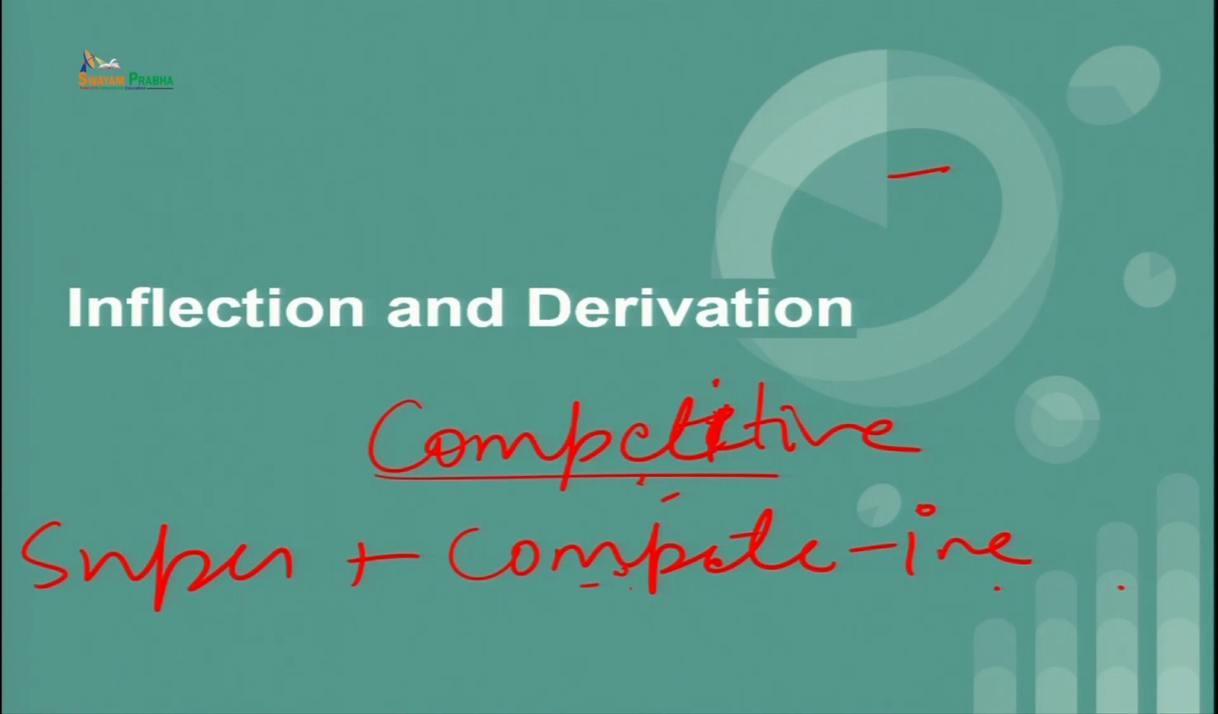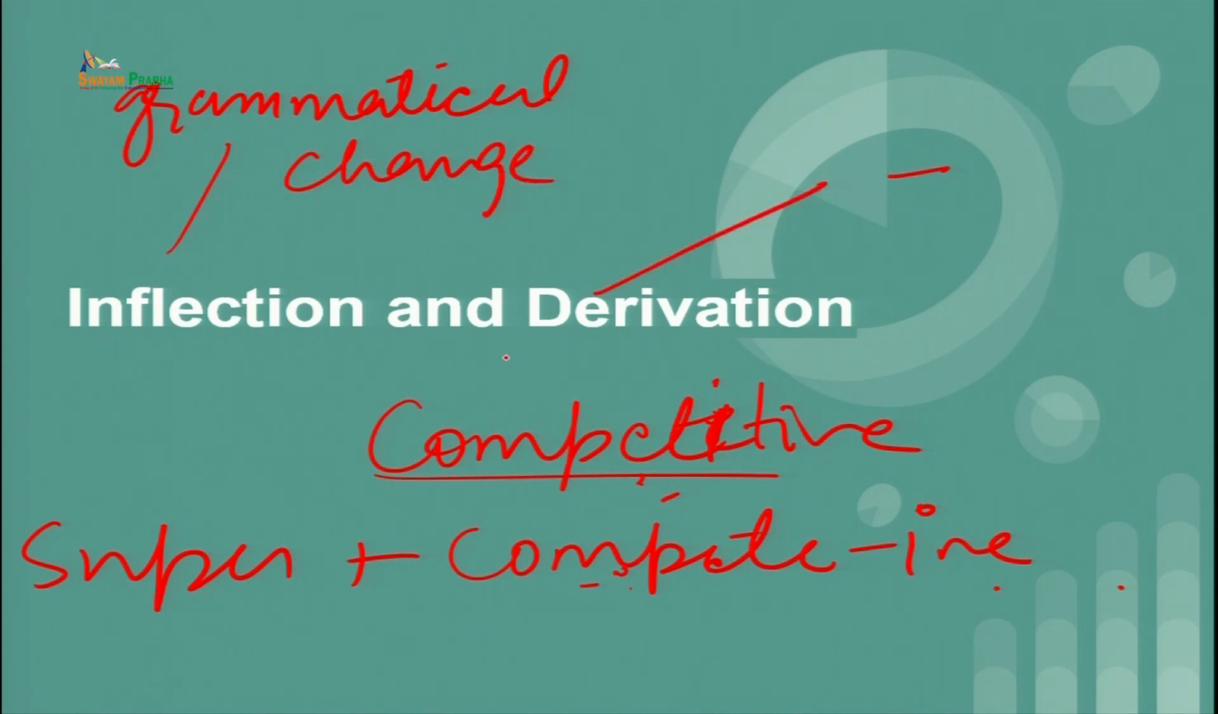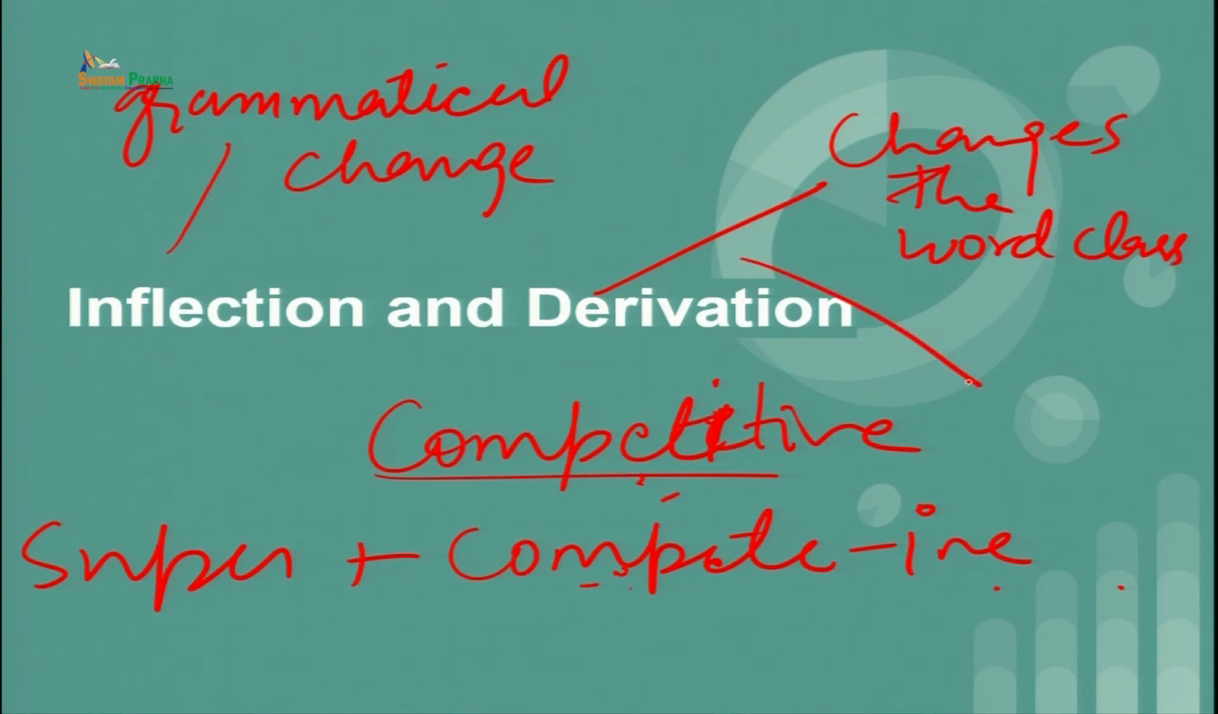So, these changes that have been taking place in the formation of words refer to the process of derivation. So, one thing which can be concluded over here is that inflection brings the grammatical change, and derivation changes the word class. And the second thing is that it changes the original meaning.